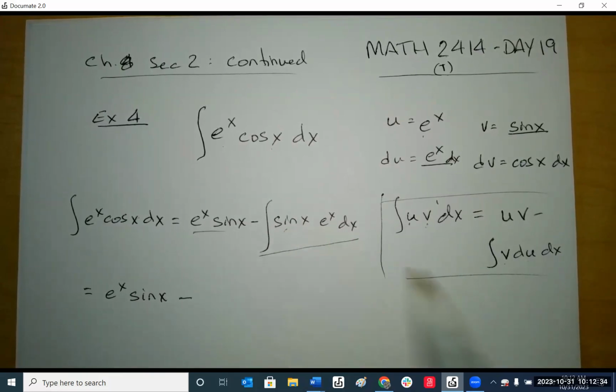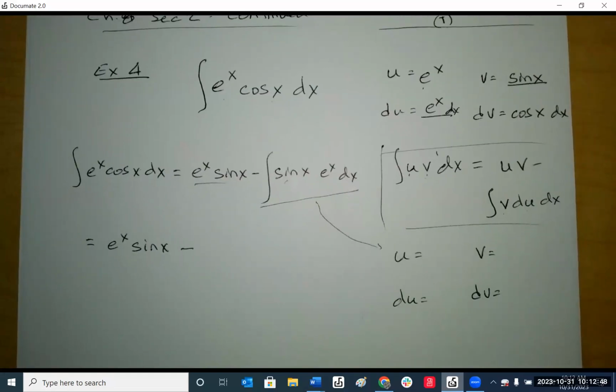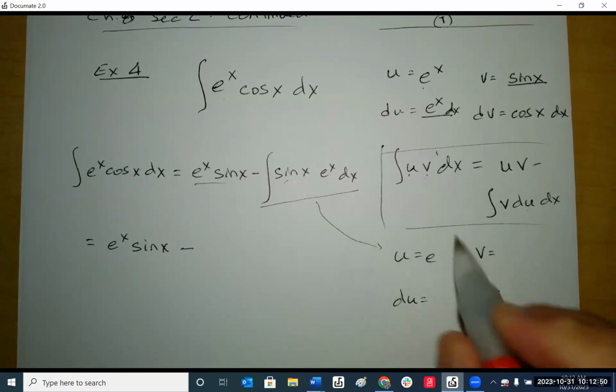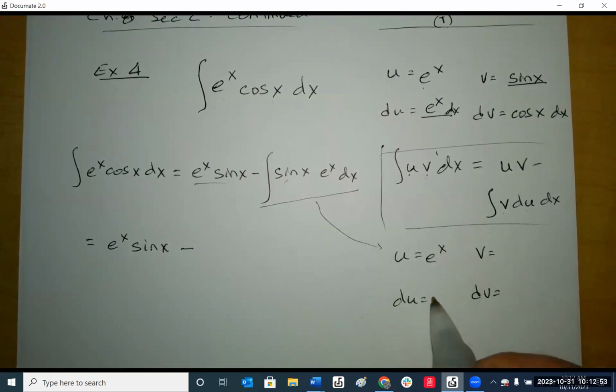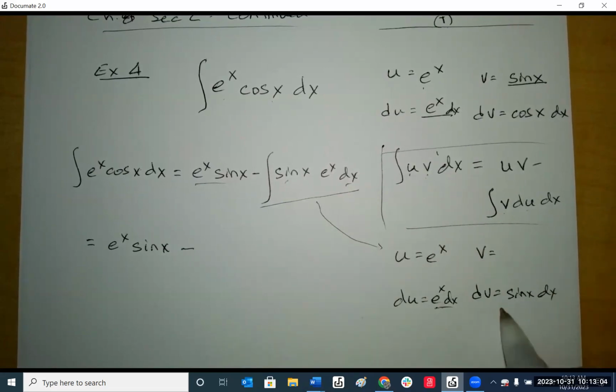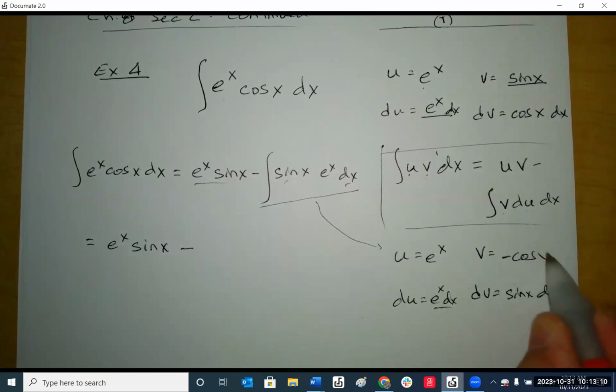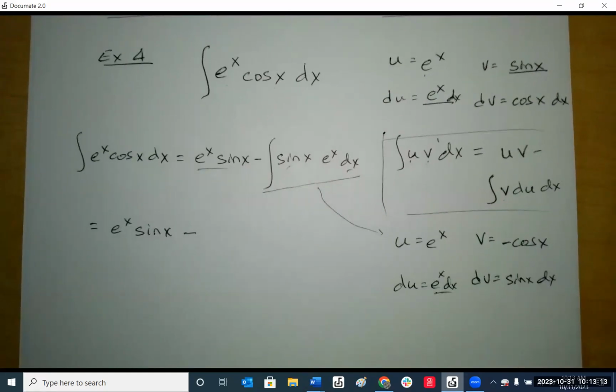Because we have this again, we have to integrate by parts again. So with this one, we have to find the u, v, u prime, v prime. So again, we use e to the x as the u, so e to the x dx is the derivative. And we'll use sine x dx as the v prime. So the integral of sine x is negative cosine x.